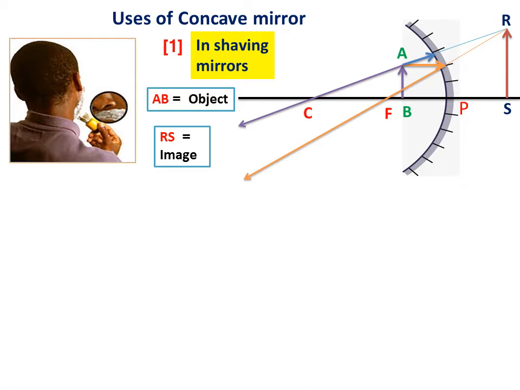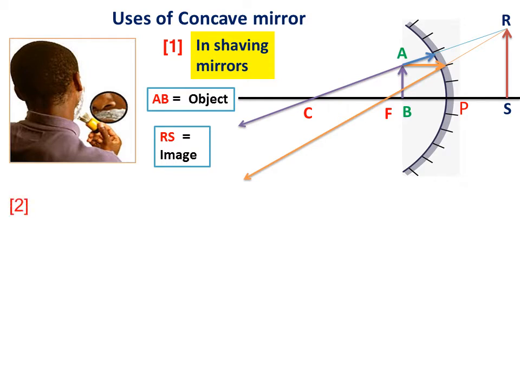A concave mirror is used as a shaving mirror because it forms a magnified and erect image of the face when it is held closer to the face. So we can say, concave mirrors are often used as shaving mirrors to see a larger image of the face. This is our first use.